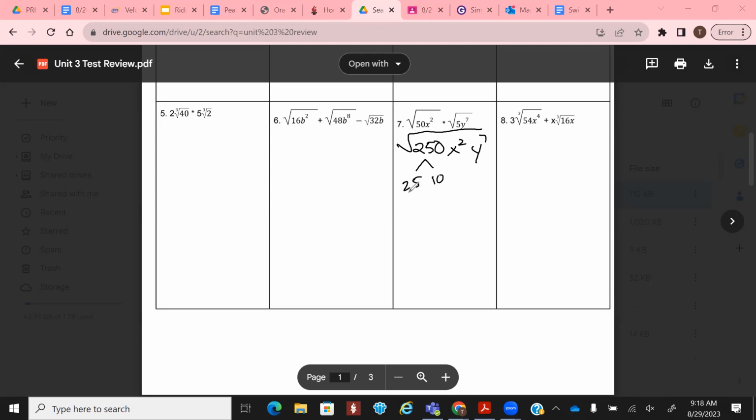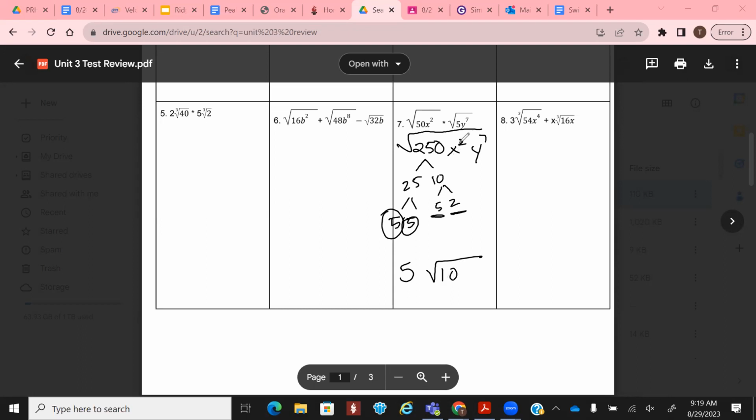25 and 10, yay. And then 25 can be broken down into 5 and 5. 10 can be broken down into 5 and 2. So if we have any repeats, we're going to pull those out. We're left with 5 times 2, which gives us 10.